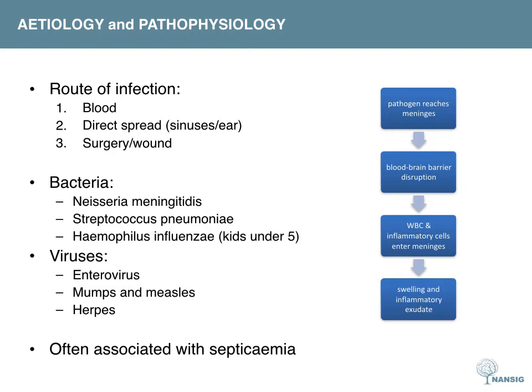Once the pathogen reaches the meninges, and therefore the central nervous system, there is a disruption of the blood-brain barrier. This leads to an influx of white blood cells and other inflammatory cells into the meninges. These cause swelling and creation of inflammatory exudate, which can damage cerebral tissues and cranial nerves. Meningitis is often associated with septicemia, which has important implications in terms of diagnosis and management.